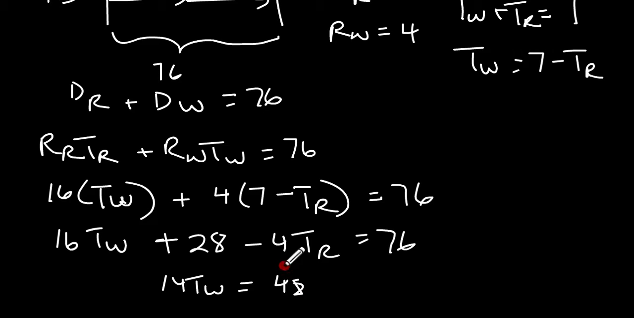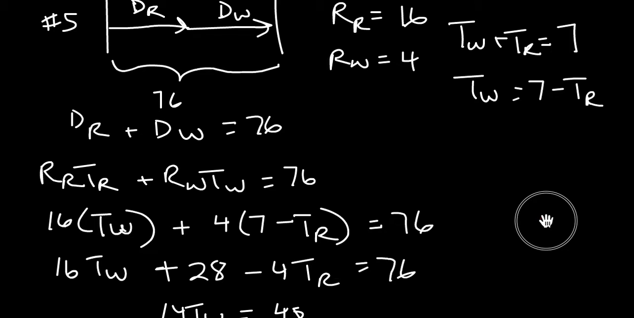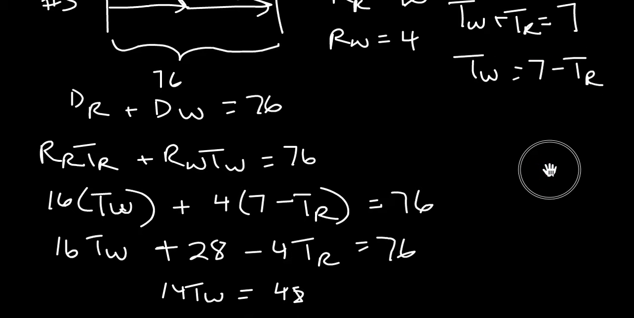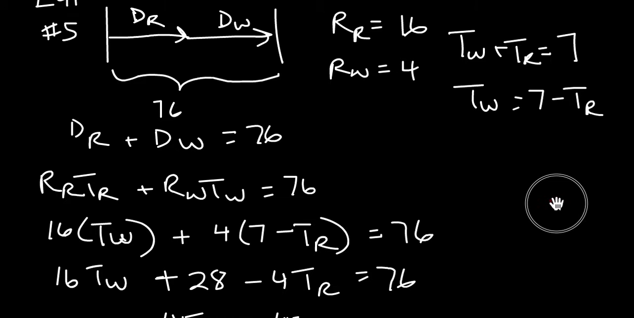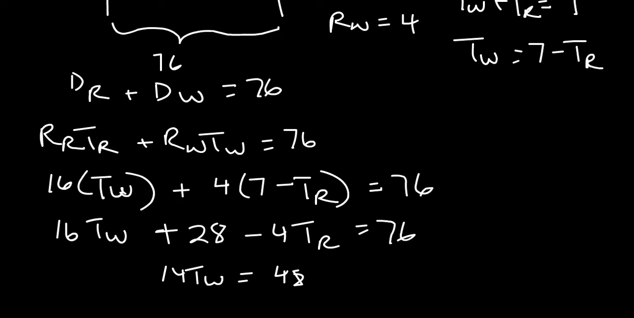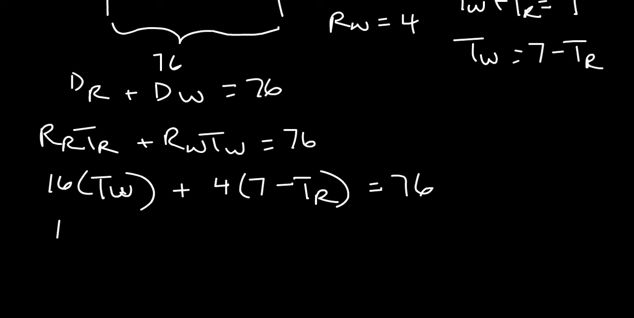Divide by 14, and I did something wrong. Okay, let's see what I did wrong. I did this earlier, I did it a little bit different. Time walking plus time riding equals 7. This is time walking equals 7 minus time riding. You're probably looking at my mistake and seeing it so obviously. Oh, I see what I did. Let's go backwards. All right, I see it. Hold on, everybody, just a little minor mistake.